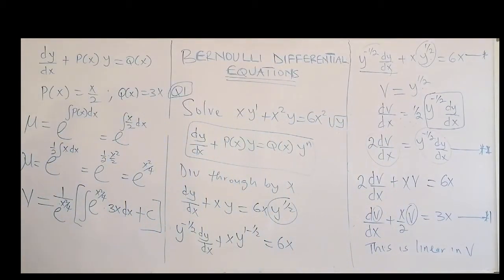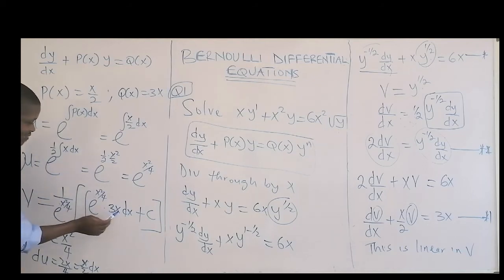The bone of contention now is how to integrate. Look at what you have here. You can change your variable, calling the power of the e, let's give it a letter u. So your du will be equal to 2x over 4, which is x over 2 dx. What we are trying to do is ensure that the variable x here also cancels out, and the 3 can go outside and we can integrate.